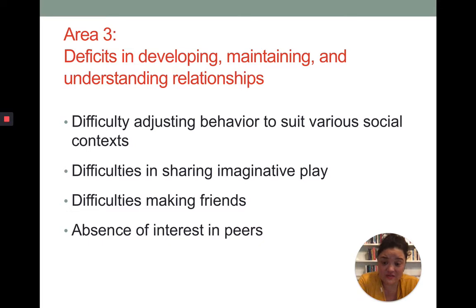Or for some individuals with autism, they actually are quite interested in their peers, but they don't know how to initiate those interactions or how to communicate effectively to introduce themselves into a social situation. So you can see how having a deficit in language or communication can impact broader social development.